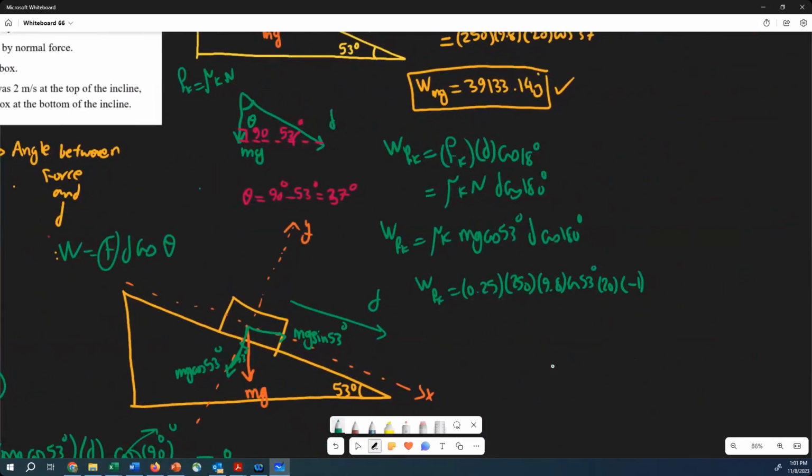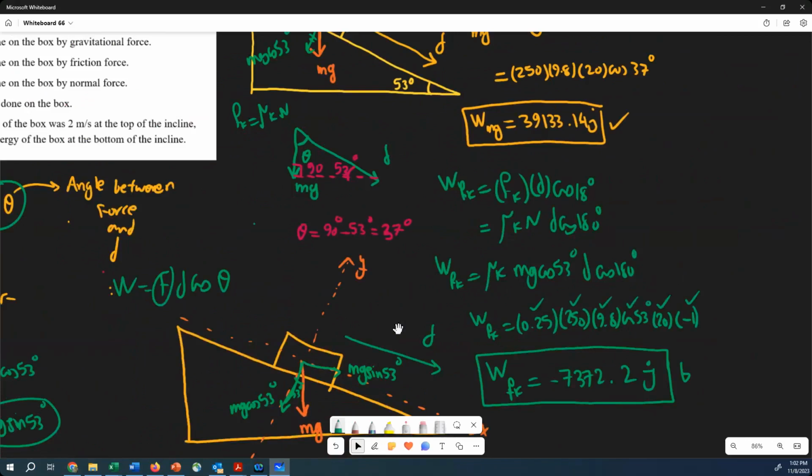And it makes sense. The friction force work is negative because the system is losing energy. Negative 7,372.2 joules. Yes? You multiplied all these numbers, including cosine 53 and the 20? Okay, good. This is part B.